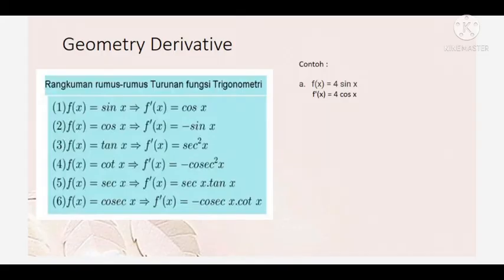The next slide is about trigonometric derivatives. Friends, you can see there are various trigonometric derivative formulas. I'll go straight to the example. Example, f(x) equals 4 sin x. f'(x) equals 4 cos x.